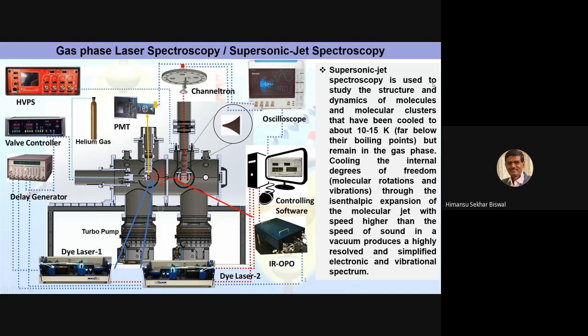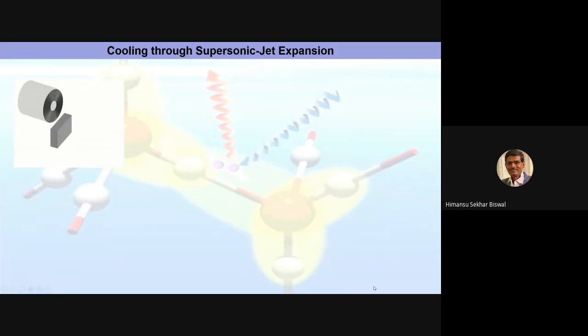Supersonic jet spectroscopy is used to study the structure and dynamics of molecules and molecular clusters that have been cooled to 10 to 15 Kelvin but remain in the gas phase. Cooling the internal degrees of freedom, that is, molecular rotations and vibrations, through the isenthalpic expansion of the molecular jet with speed higher than the speed of sound in a vacuum produces a highly resolved and simplified electronic and vibrational spectrum. That I'll show you.